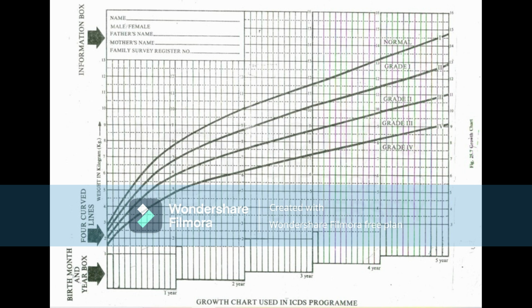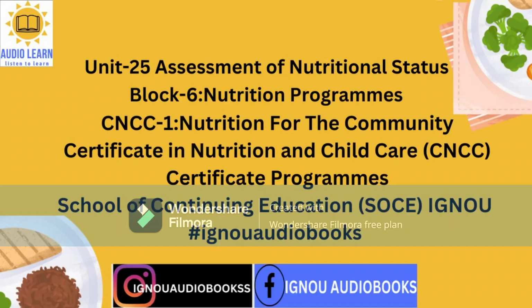In addition, you would have noticed 4 curved lines on the growth chart. What do these lines indicate? These curved lines represent children in different nutritional grades. Children who are healthy with normal body weights, that is body weight equal to or above 80% value of standard, would usually fall above the top line labeled normal. If the child's weight falls below the first line, the child is considered undernourished. The lower the weight, the more undernourished the child.